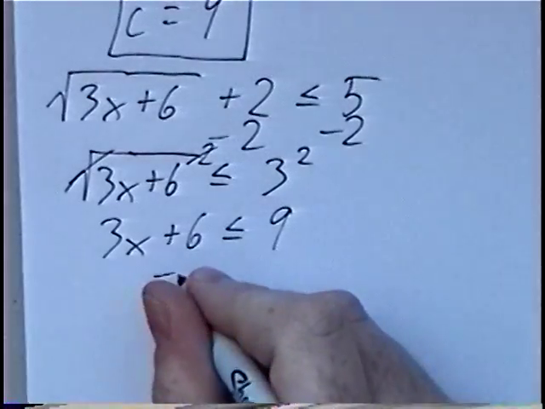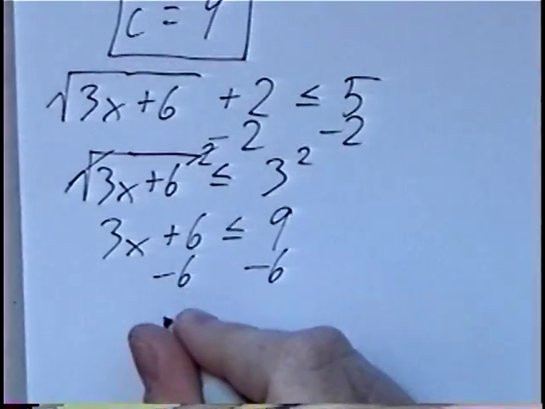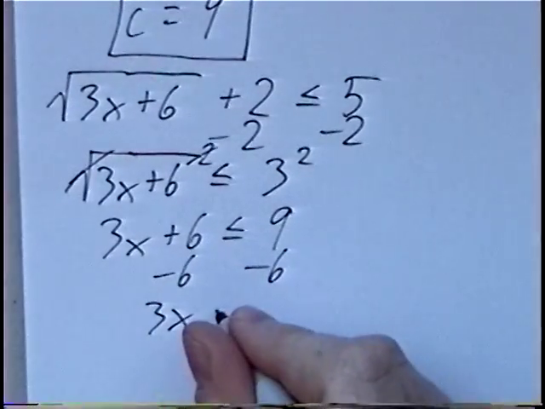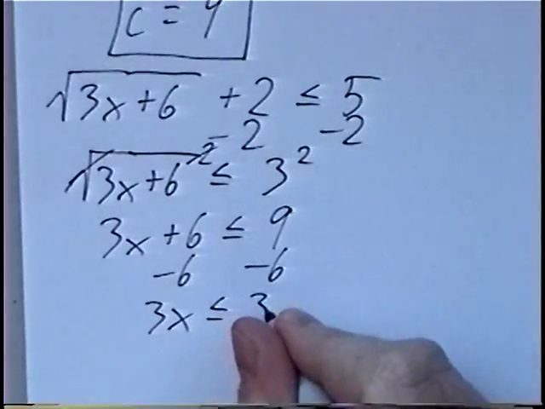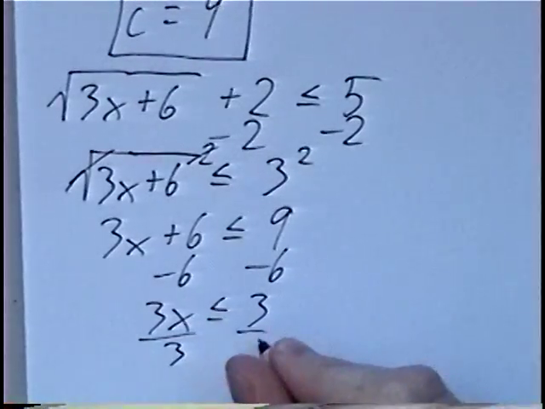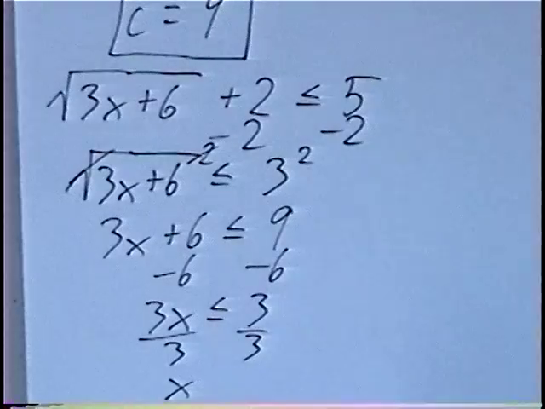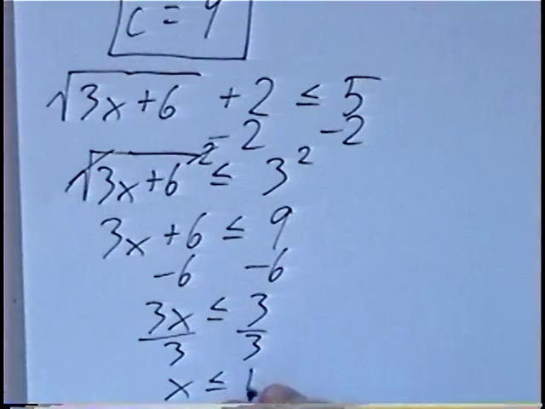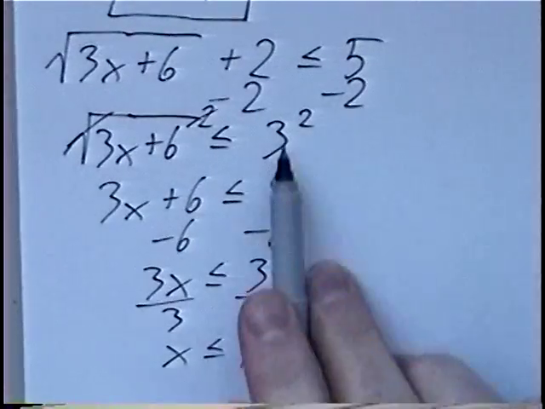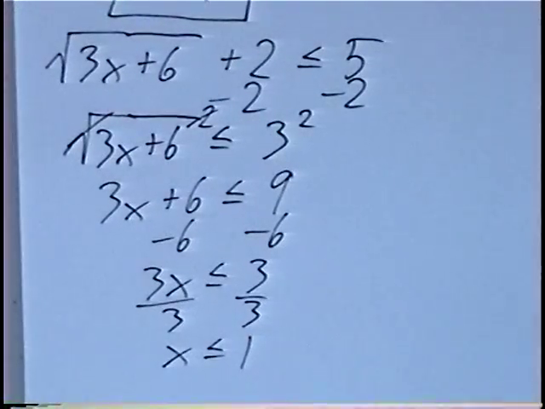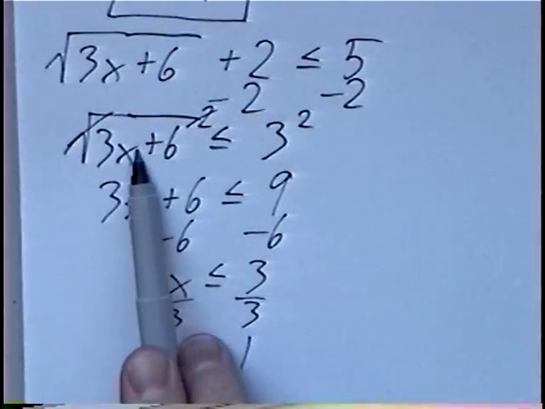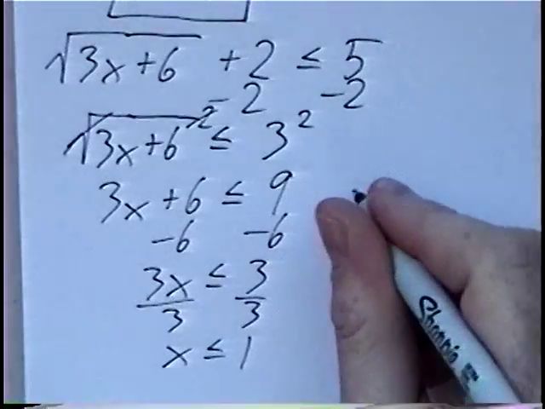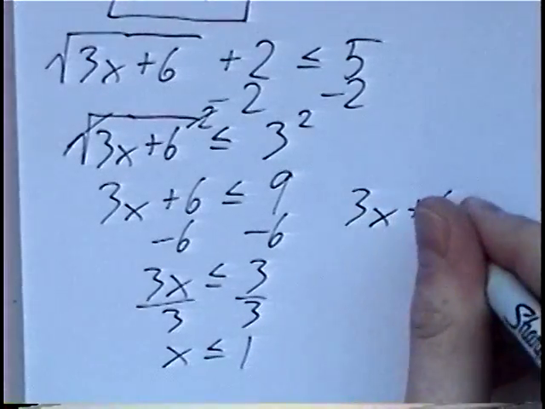Continuing to solve, we can subtract 6 on both sides. 3x is less than or equal to 3, and dividing by 3, we'll have x is less than or equal to 1. For inequalities, after you solve for the radical or square root, we can go back and solve a second inequality. That inequality would depend on the radical that we solved, which in this case is 3x plus 6.